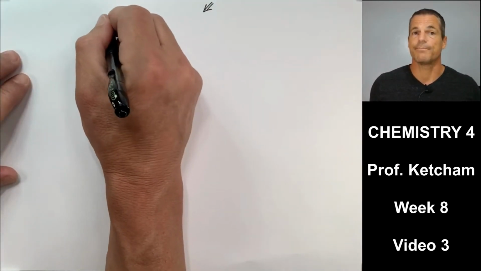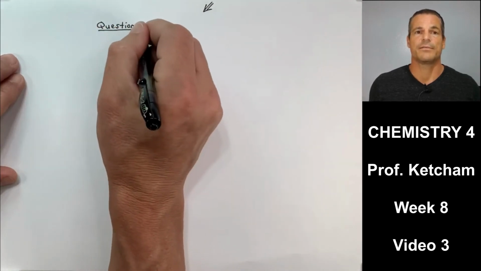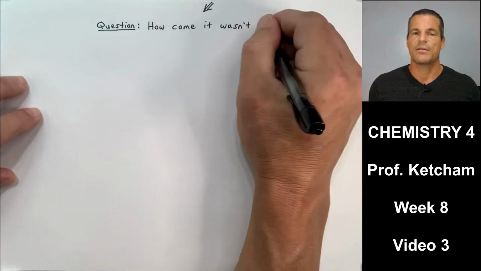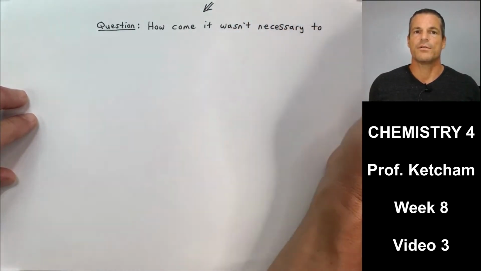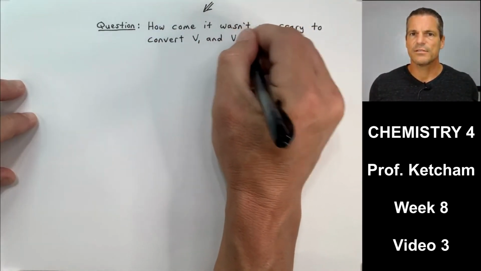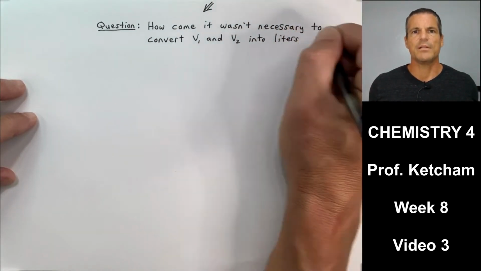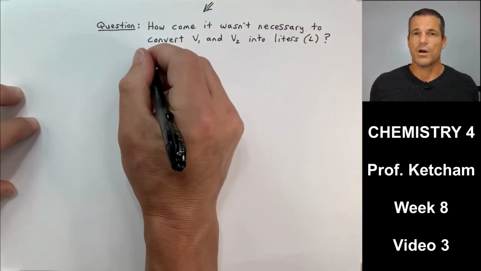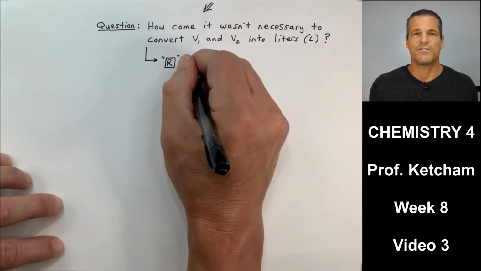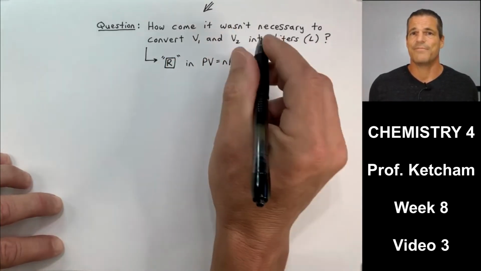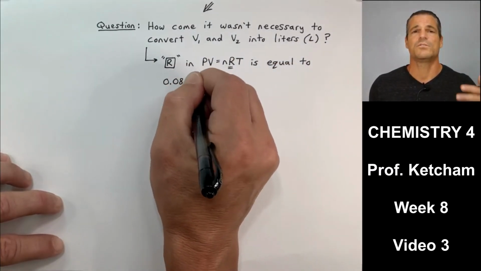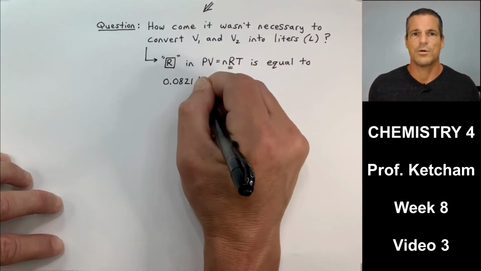Now I have a question about that last problem we just did. How come it wasn't necessary to convert V1 and V2 into liters? How come I was able to leave them in milliliters? Well, we were using Charles' law, right? V1 over T1 equals V2 over T2. As long as the V1 and V2 have the same units, I'm fine. Now, the Kelvins, I have to make sure temperature's in Kelvins, but for volume, I could have used liters, ounces, as long as they were both the same.